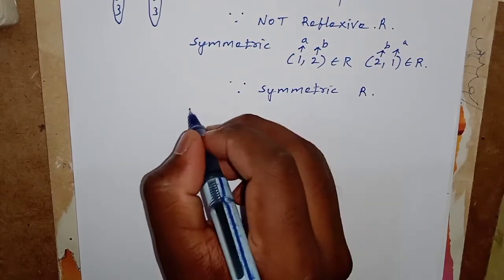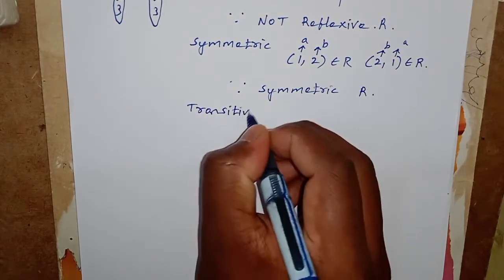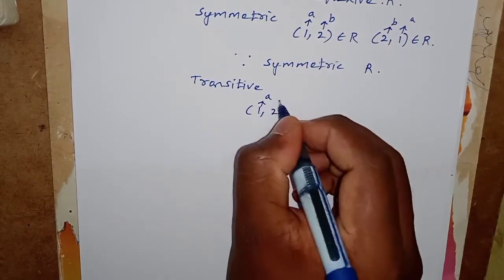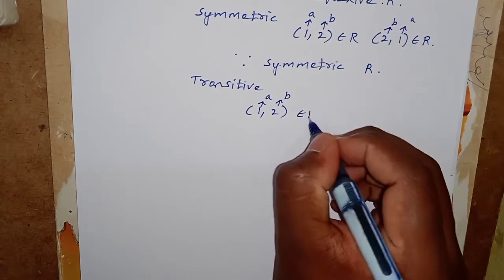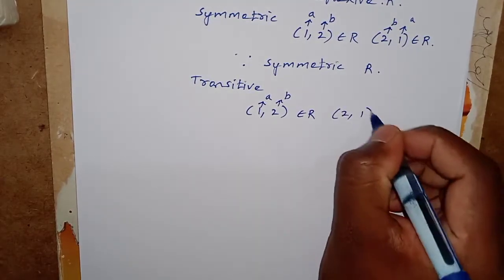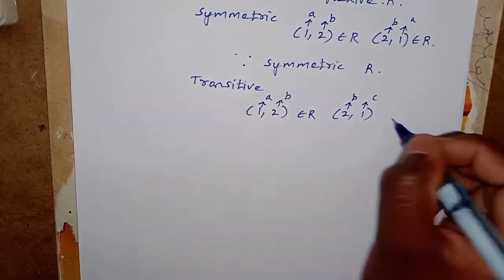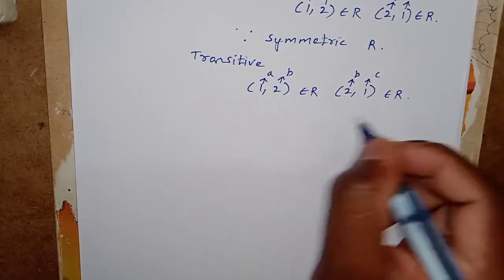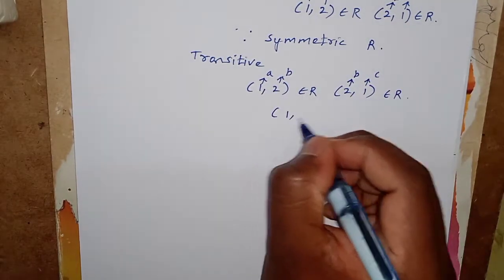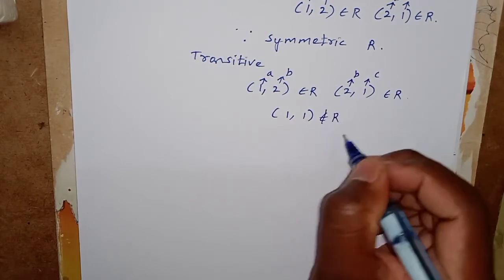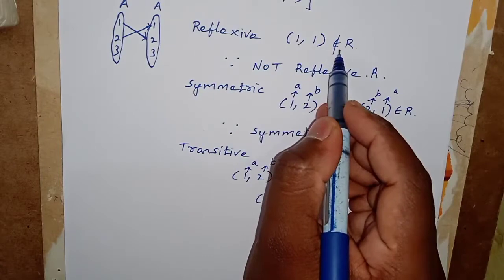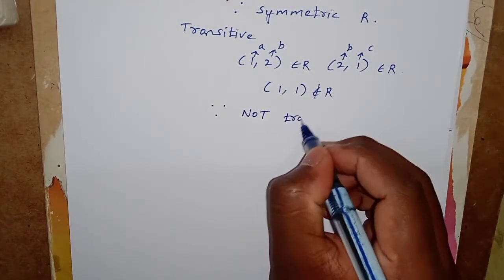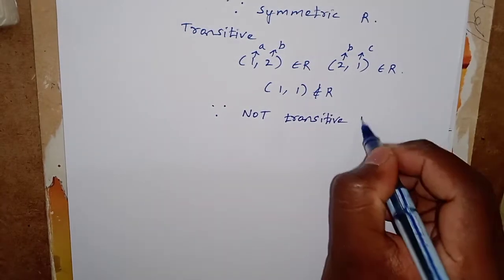Finally, transitive relation. Here in a transitive relation, (a, b) belongs to R. Next (2, 1), here it is (b, c), therefore belongs to R. Okay, (a, b), (b, c) belongs to R, but (a, c) which is (1, 1) does not belong to R. See here, (1, 1) does not belong to R. Therefore, here it is not a transitive relation.